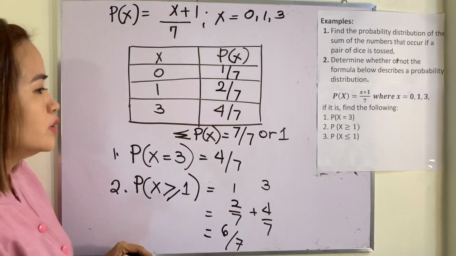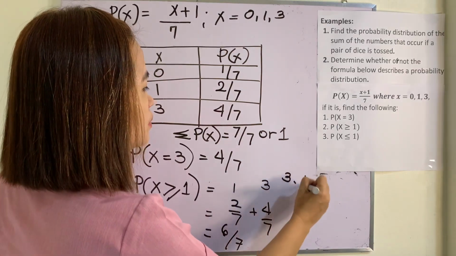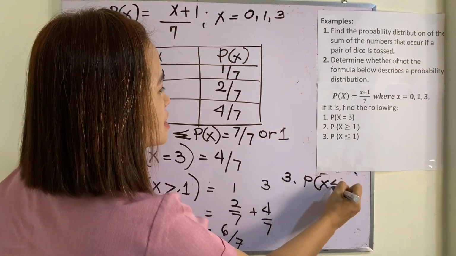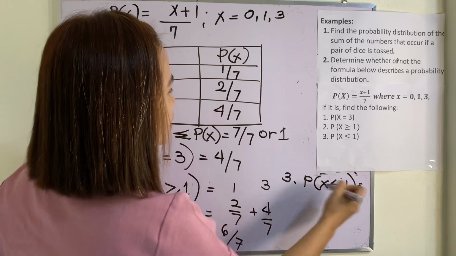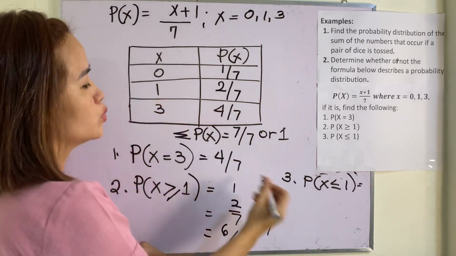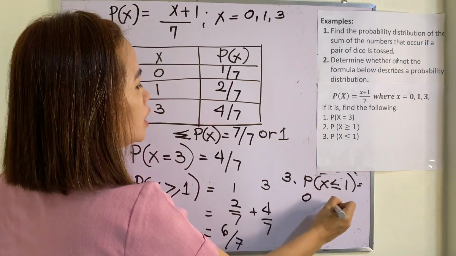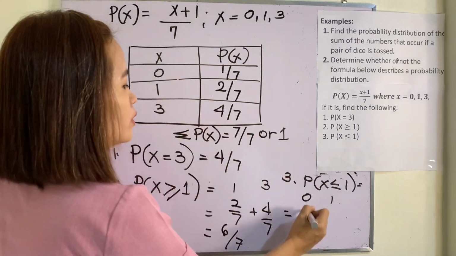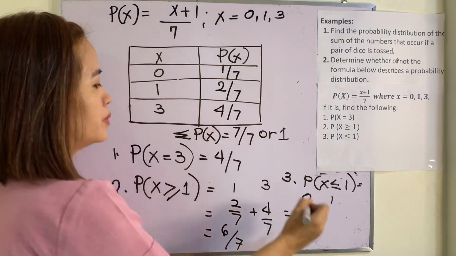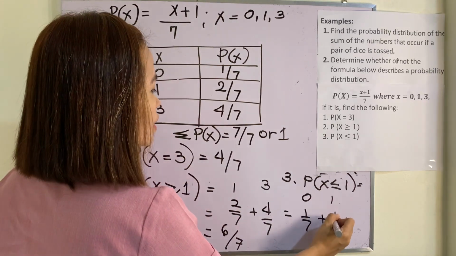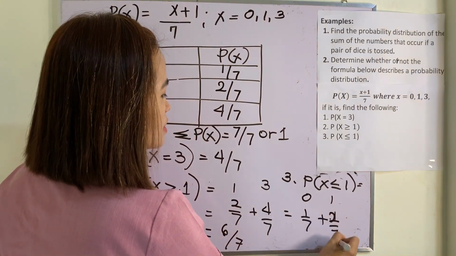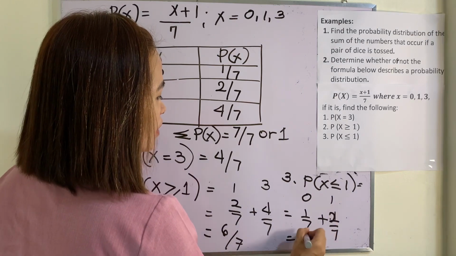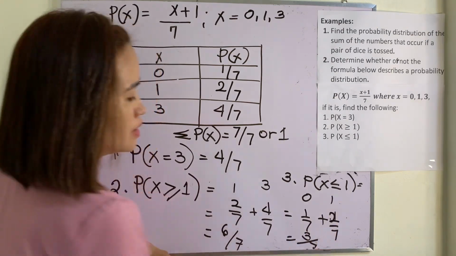Now, for the third one, we have P of X is less than or equal to 1. The values less than or equal to 1 are 0 and 1. The probability of 0 is 1 over 7 and the probability of 1 is 2 over 7. So the sum of these will be 3 over 7. That's it.